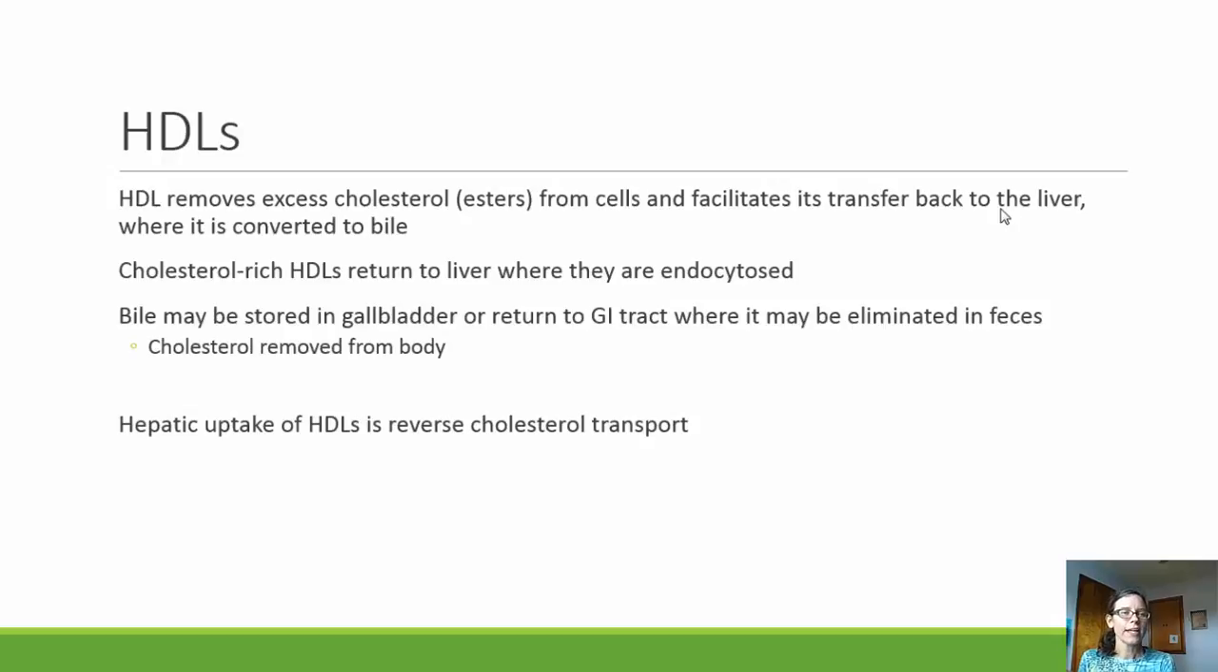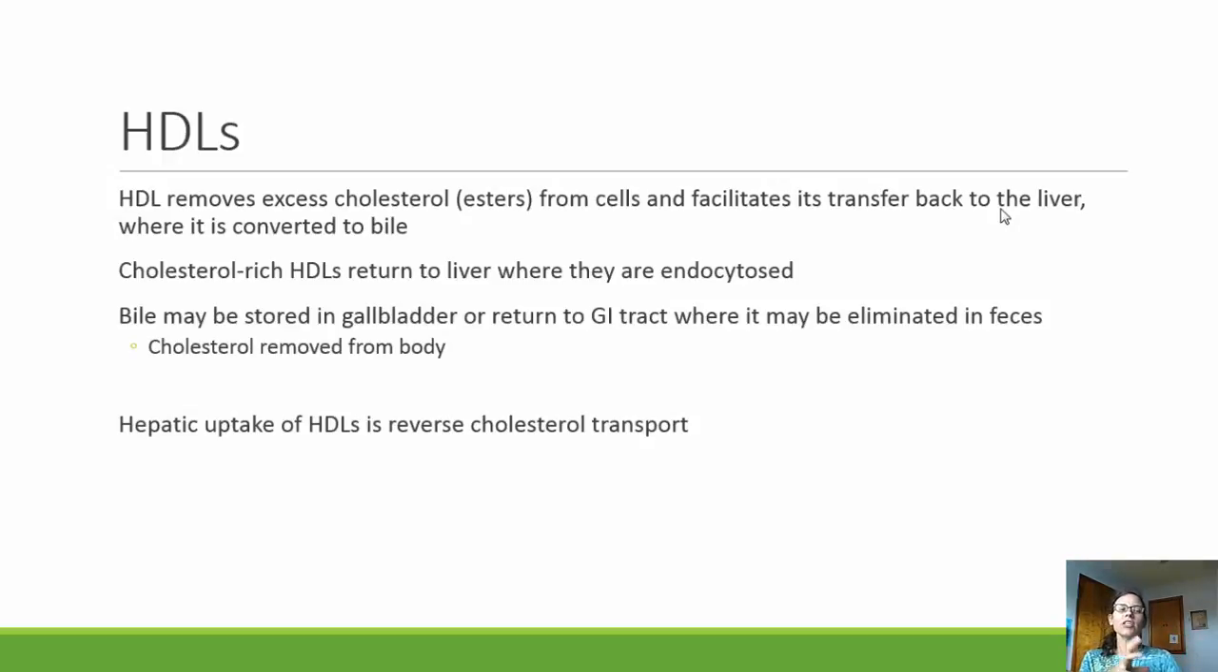Okay, so what HDL does is it removes excess cholesterol from the periphery and facilitates its transfer back to the liver, where it's then converted into bile. And think about it, when it's converted into bile, then it's going to be excreted into the small intestine in order to help with our digestion of lipids. And some of that will probably be reabsorbed in the end, but some of that is going to be excreted. So this is our only way to excrete cholesterol from our bodies.